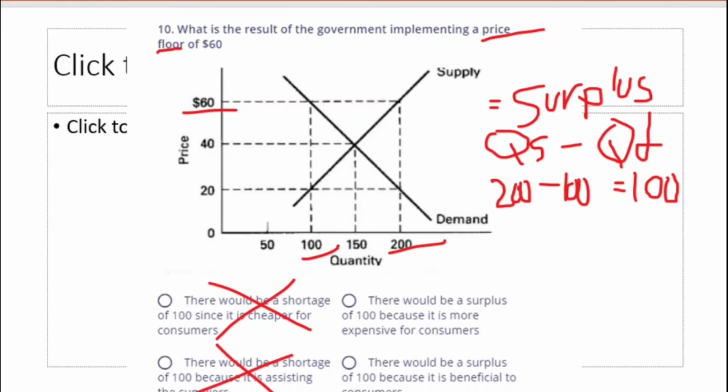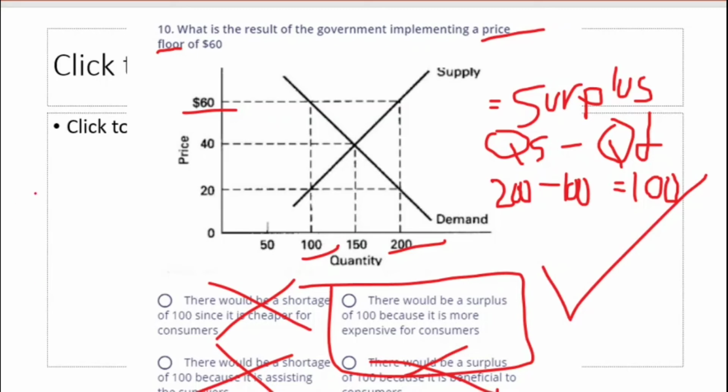X for shortage, X for another shortage. It's a matter of this one or this one. Surplus, both 100. Well, in that case, if you can remember, price floor has the intention to protect the producers. And as you can see here, it's becoming more expensive for the consumer. And I think the best answer is this one. Okay, correcto. Let's put another smiley here, and gotcha.